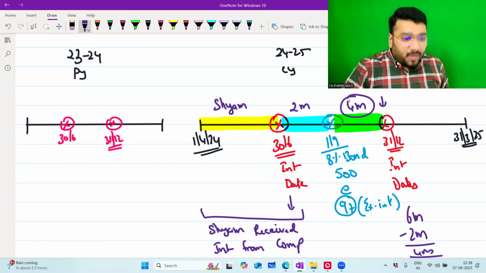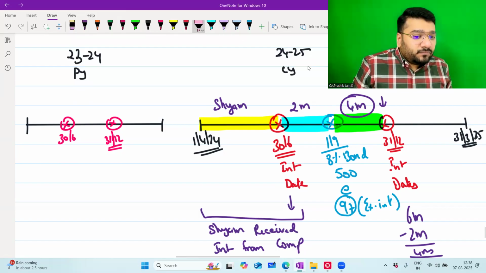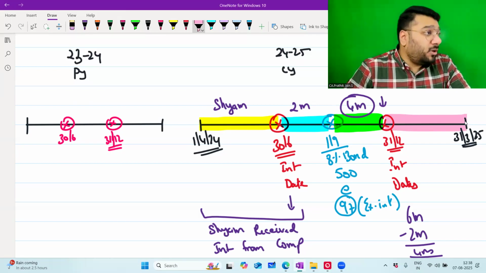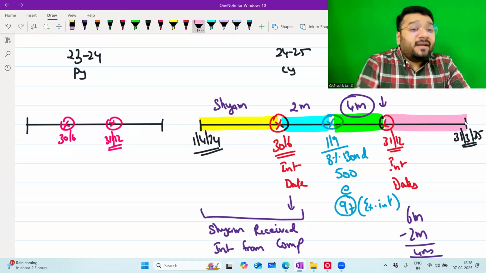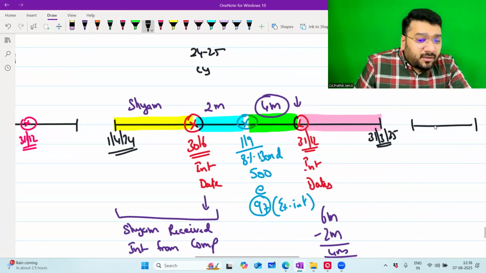Clear? Now, from this period to this period, who is holding the bond? Ram is holding the bond. Is the interest date falling on 31st March? No. So when will the interest next come? Next year, 30 June. So next year, 30 June, the interest will come.